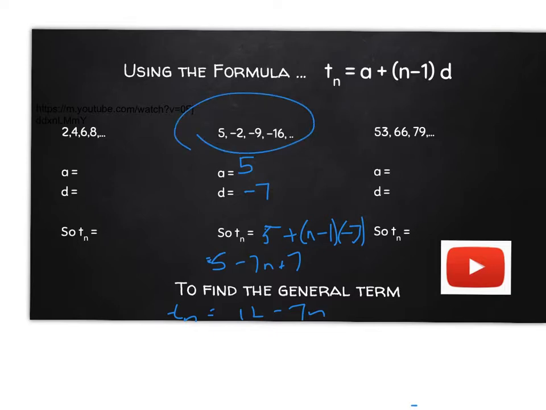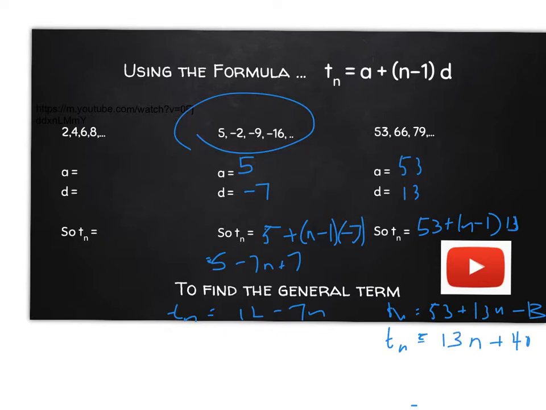We'll do one more. The first value is 53. I'm going up by 13 each time. So my general term will be 53 plus n minus 1 times the 13, which equals 53 plus 13n minus 13 equals 13n plus 40. The general term for this one is Tn equals 13n plus 40.